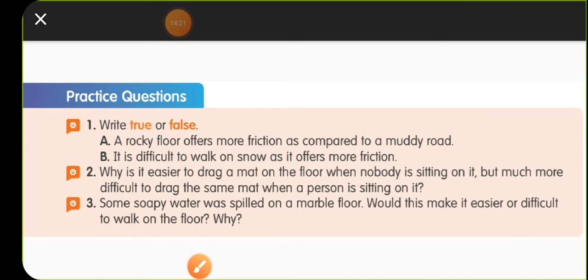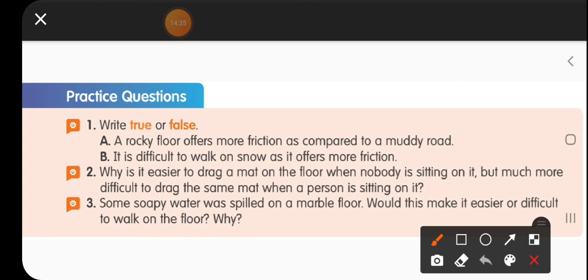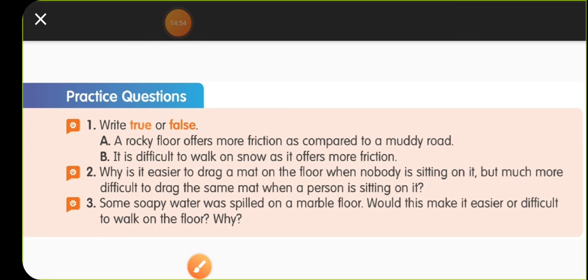Okay. Now let us move to the second question. Why is it easier to drag a mat on a floor when nobody is sitting on it, but much more difficult to drag the same mat when a person is sitting on it? It is easier to drag a mat when nobody is sitting on it because there the weight is less. But if anyone is sitting on the same mat, then the weight becomes more. So friction also becomes more.